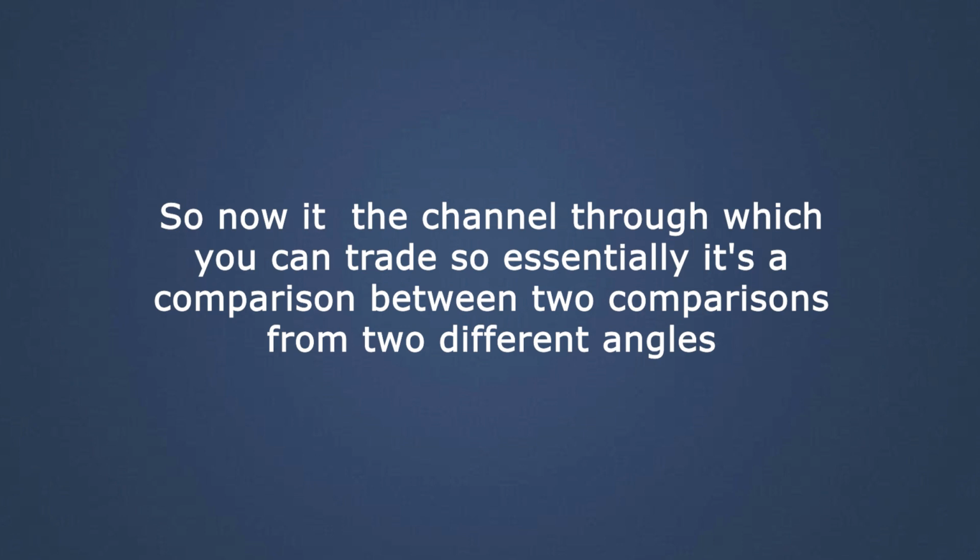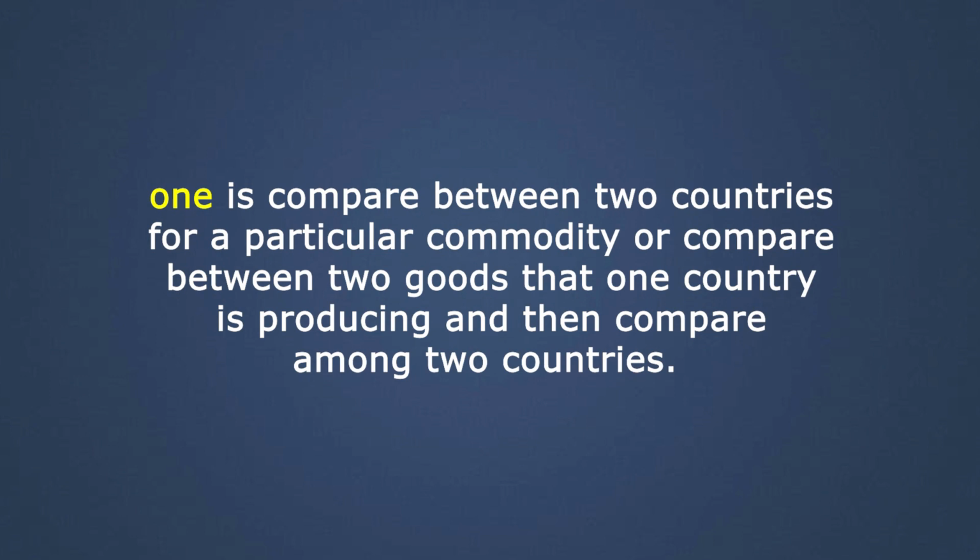So essentially it's a comparison, and you may do the comparison from two different angles. One is to compare between two countries for a particular commodity, or compare between two goods that one country is producing and then compare among two countries. So this means you are applying the principle of opportunity cost. How much of one good has to be sacrificed if you want to produce one more unit of another good? And then you compare where it is cheaper. I'm not saying it is cheaper only, it is more cheaper. More cheaper means more efficient or less inefficient. I will explain more on this issue in another module that deals with the comparative cost advantage theory.